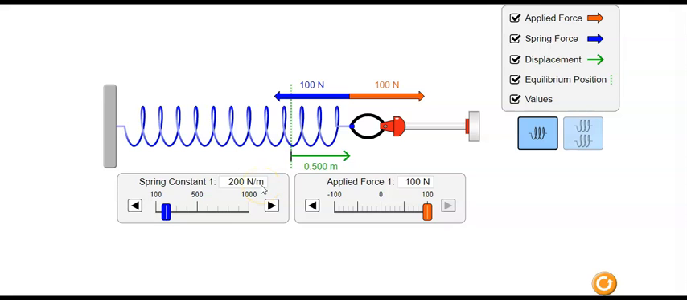Sometimes you know the K value and you want to find the elongation or the force required to cause an elongation. Sometimes you know the force and the elongation and you simply want to determine the K value for the spring. It all depends on what you have and what you're looking to solve for.